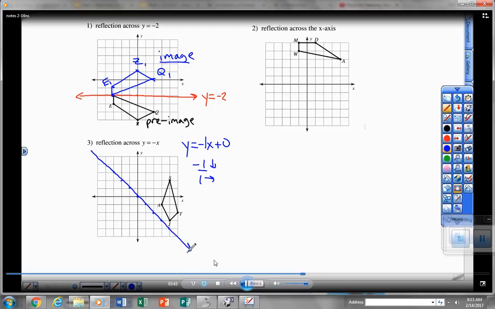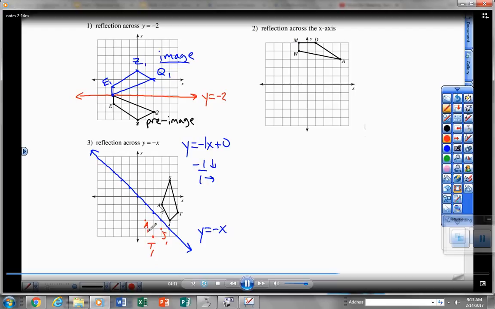So when I do my reflections, I'm reflecting straight across that line. Hit it directly across at a 90-degree angle, straight across. You don't want to come at it at an angle. So J, directly a half box above that line. J prime, a half box below. T is a box and a half above that line. T prime, a box and a half directly across below.